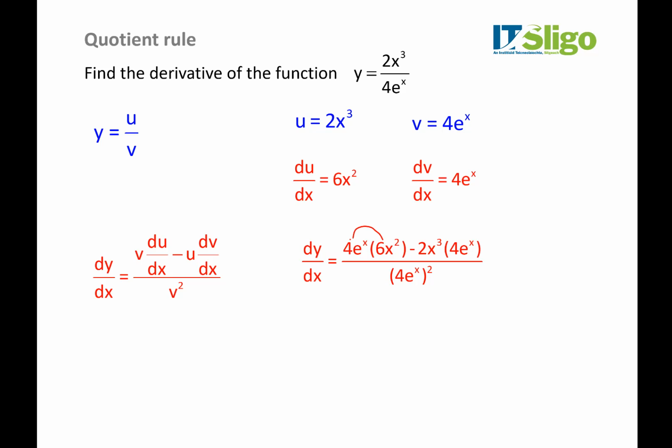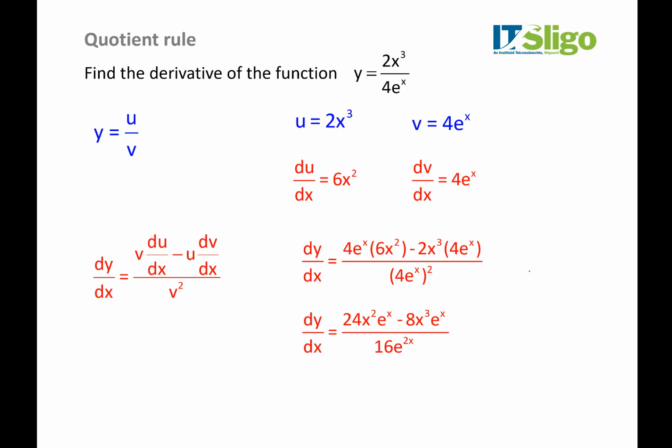So numbers do what numbers do, this will be 24x squared e to the power of x. 4 by 2 is 8, x cubed e to the power of x. 4 squared is 16, and e to the power of x squared, remember, e to the power of x raised to the power of 2 is e to the power of 2x. And finally, this is the correct answer. It is neat, just could be a little bit neater.